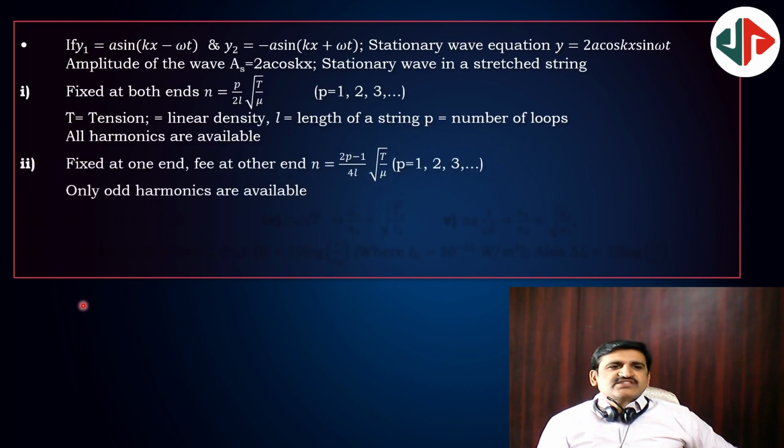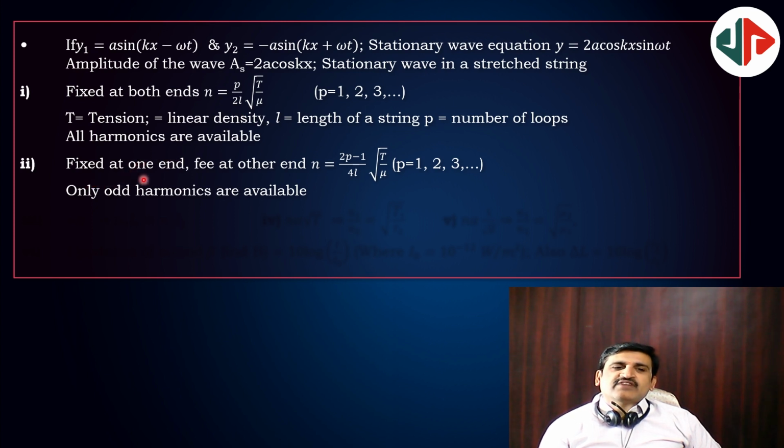When a string is fixed at both ends and n is the frequency produced by the string, n is equal to p by 2l root T by mu. Root T by mu is the velocity only, and 2l by p will give you the wavelength. So n is equal to v by lambda. p is the number of loops, T is tension, mu is linear mass density.